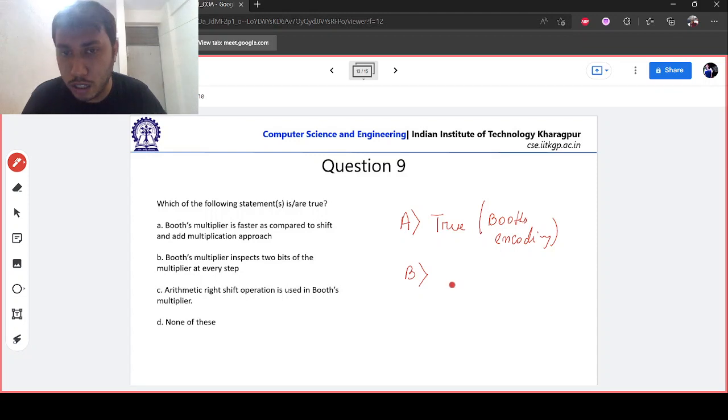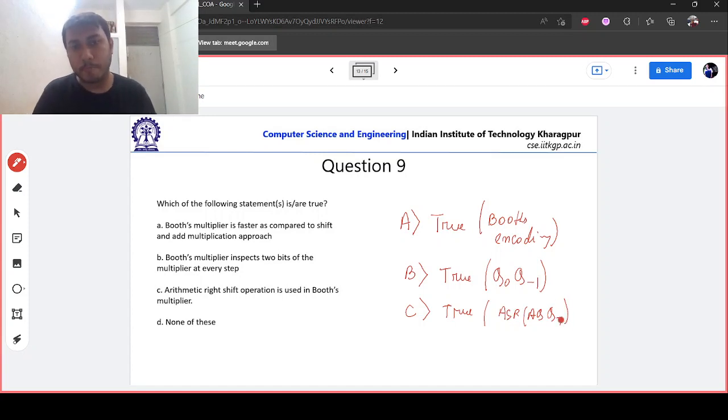Number B, Booth's multiplier inspects 2 bits of multiplier every step. I showed in the working that the two bits which are inspected are Q0 and Q minus 1. These are the only 2 bits that are inspected in each case. And the right shift operation is used in Booth's multiplier. That is also true. We use the ASR, Q minus 1 operation at each step. So all of A, B, C, all of these are true.